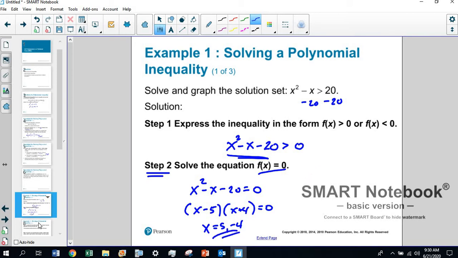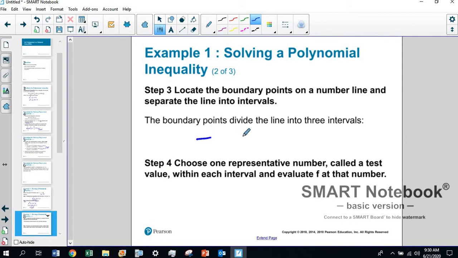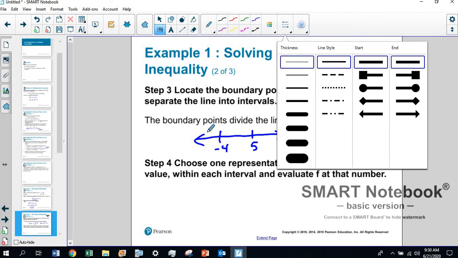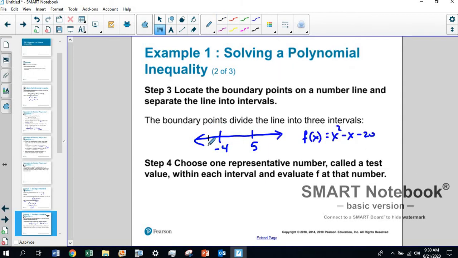What do we do with our boundary points? We draw a number line and we put our boundary points on that number line. So we put -4 and 5 on that number line. And now we're going to take a look at the function f of x equals x squared minus x minus 20, and we're going to test numbers. So I'm going to pick a number over here like -5. I'm going to pick a number in between like 0. I'm going to pick a number over here like 7. And I'm going to plug those into my function.